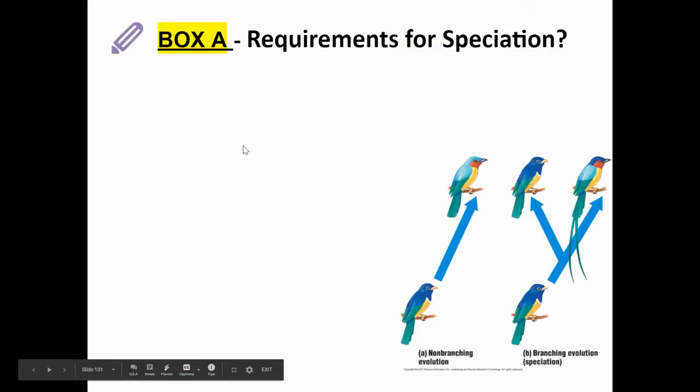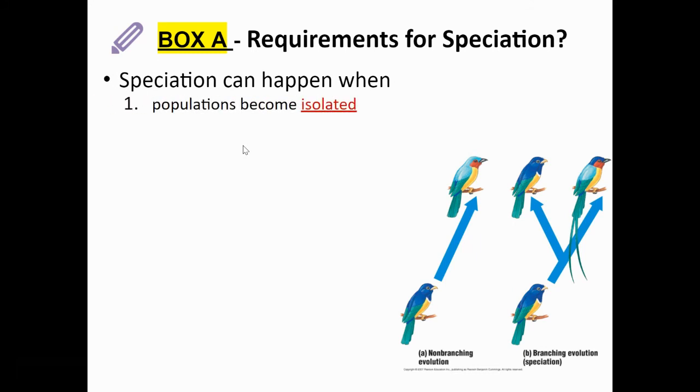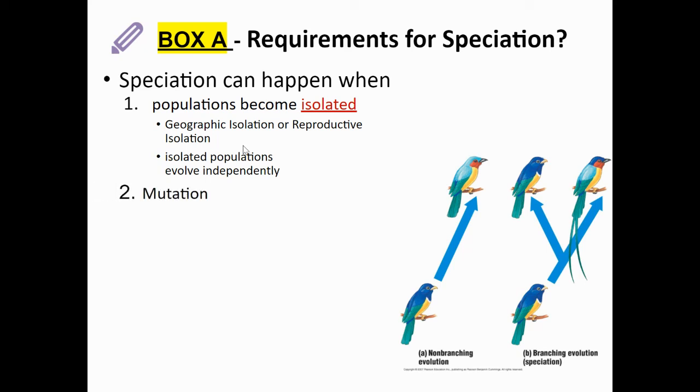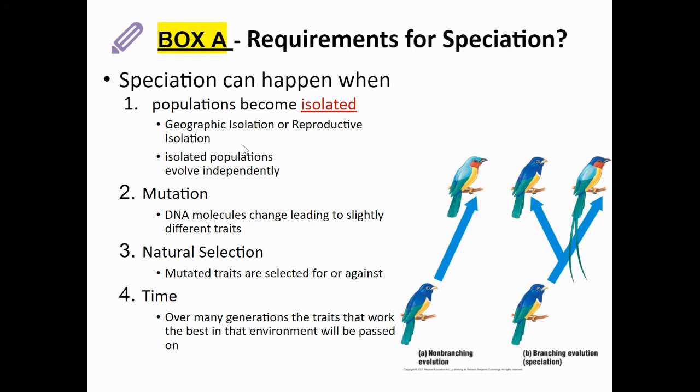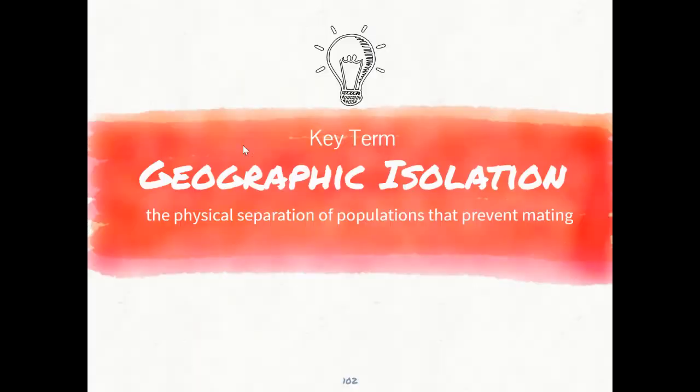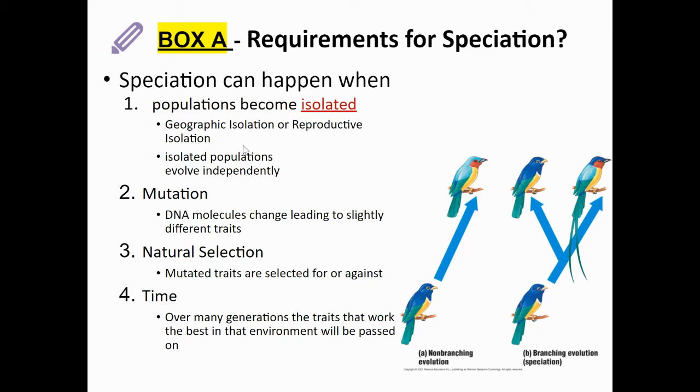So box A, the requirements for speciation. Speciation can happen when populations have become isolated, geographic or reproductive isolation. Isolated populations then evolve independently, and mutations, DNA molecules change, leading to slightly different traits. And finally, natural selection. Mutated traits are selected for or against over time. Over many generations, the traits that work best in the environment will be passed on. So all of that needs to get written down into box A. Remember, you're welcome to press pause to fill in the box.